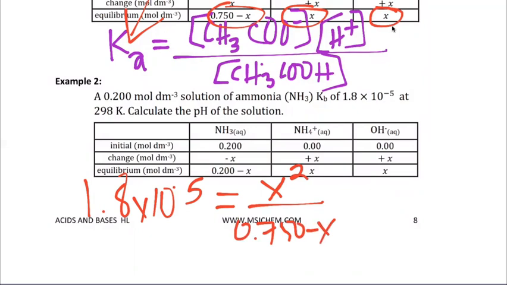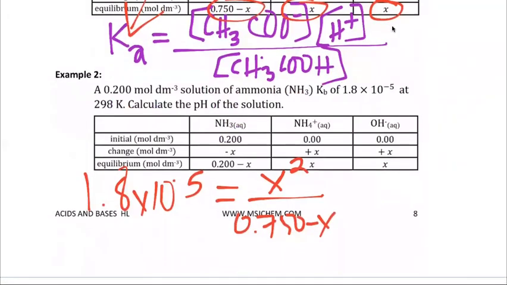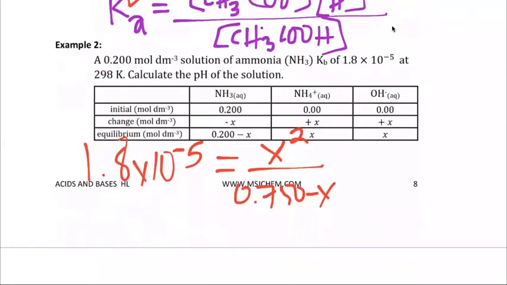Now, depending on the problem, you might have to use a quadratic formula. However, there's sort of a caveat or a catch. If your Ka value is very small, meaning something to the negative third power or smaller, which this is because it's the negative fifth, we can assume that this 0.750 minus x, that change is not going to be very much because this is a weak acid. And so by making that assumption, we take away this minus x, and that makes the math a whole lot easier.